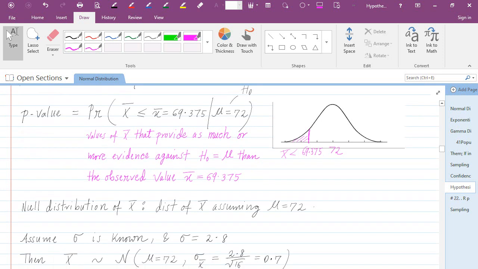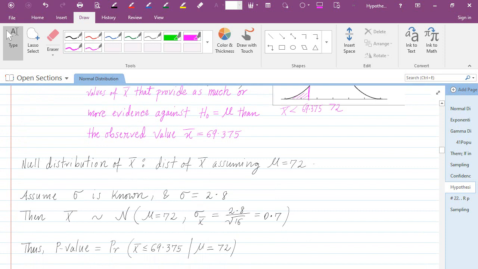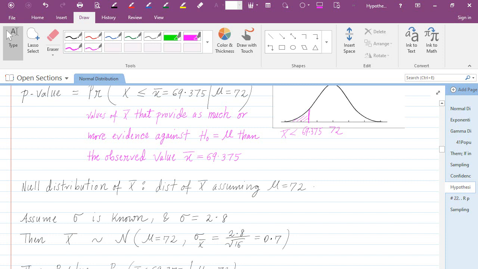Okay, so to answer this probability question, to compute this probability or p-value, we need to make an assumption about the distribution of the sample mean variable x bar. What is the null distribution of X bar? The null distribution of X bar is the distribution of X bar assuming that the population mean height is 72.